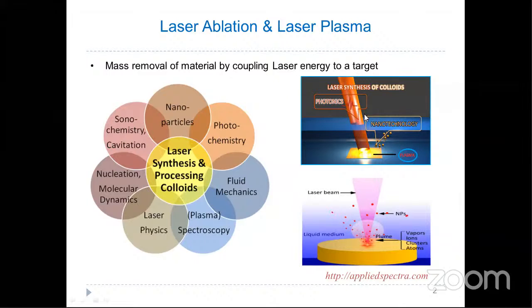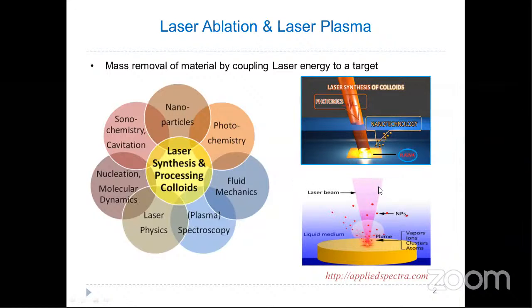In liquid phase laser ablation, there is photonics, nanotechnology, and plasma. So altogether, it is an interdisciplinary topic which includes physics, chemistry, and subdisciplines like photochemistry, fluid mechanics, plasma spectroscopy, laser physics, sonochemistry, etc.